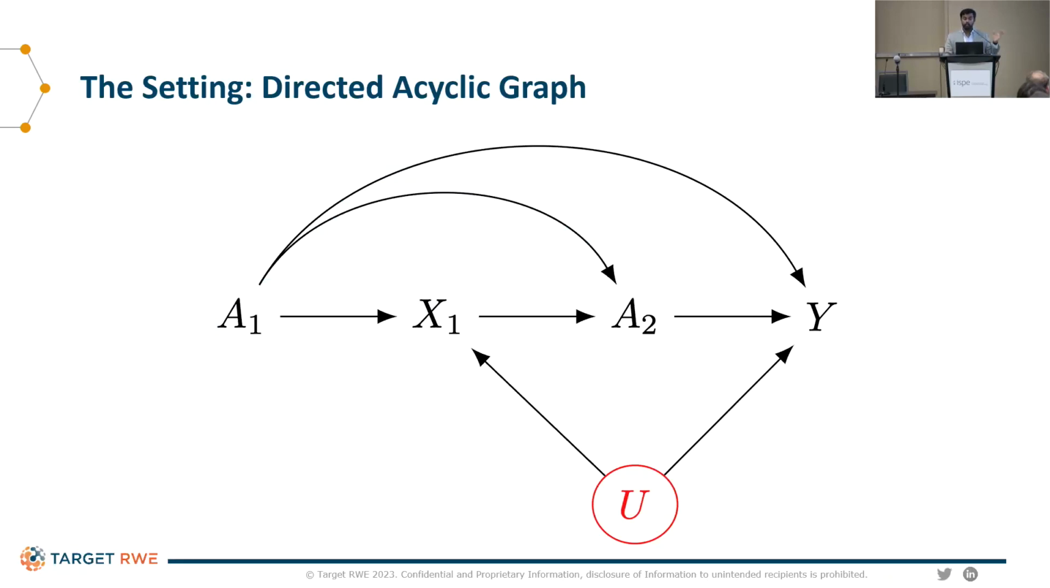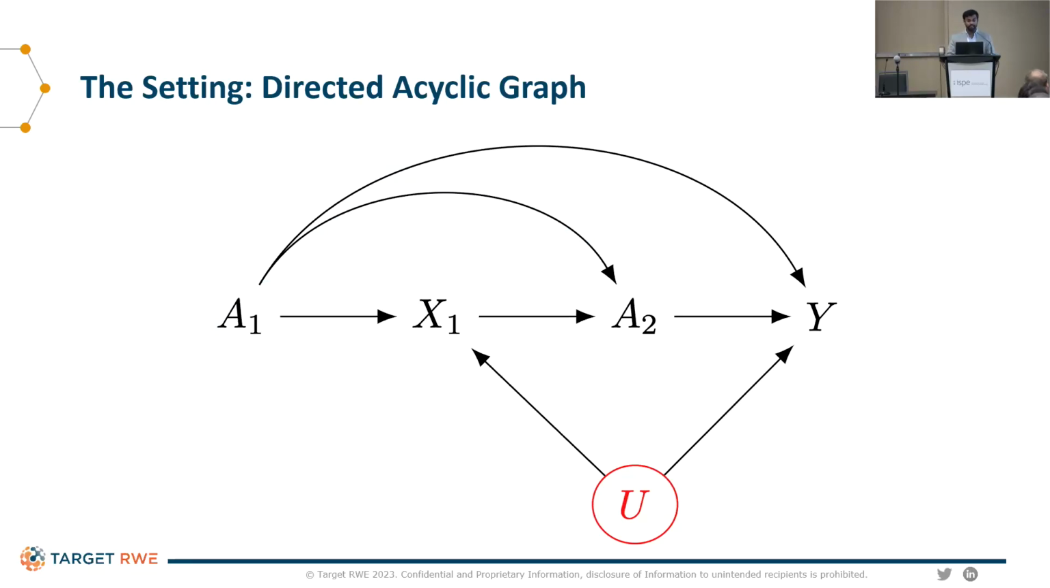So at time 1, we randomize folks to active treatment or control, denoting that as A1. Sometime afterwards, we measure some continuous covariate. Let's say it's a biomarker. And that biomarker, X1, can inform the re-randomization that happens at time 2. I'm denoting that as A2. And then afterwards, we measure a continuous outcome that I'm denoting Y.